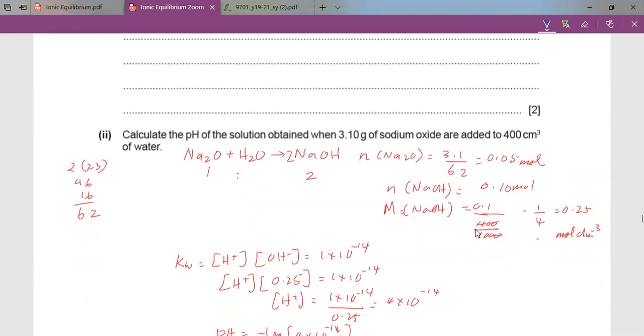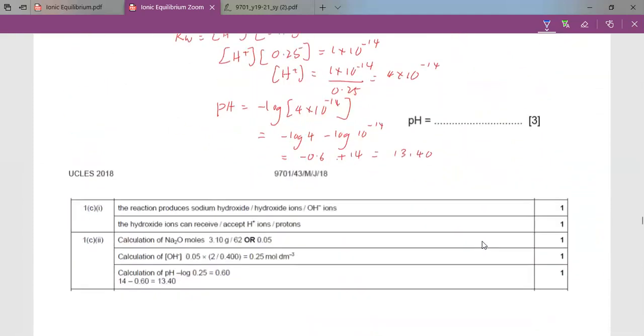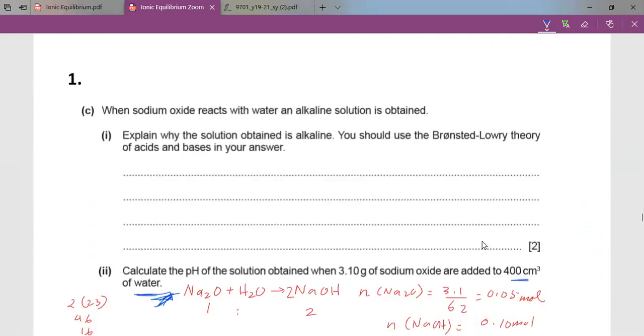Now this one here, pH. A bit different here. The pH of a solution obtained by adding sodium oxide to water. Remember, you must know the equation. They ask you here: sodium oxide reacts with water to give an alkaline solution. Explain why the solution is alkaline. Use Lowry-Bronsted theory. 2 marks. The first mark, of course, is given for sodium oxide reacting with water to form what? To form your sodium hydroxide.